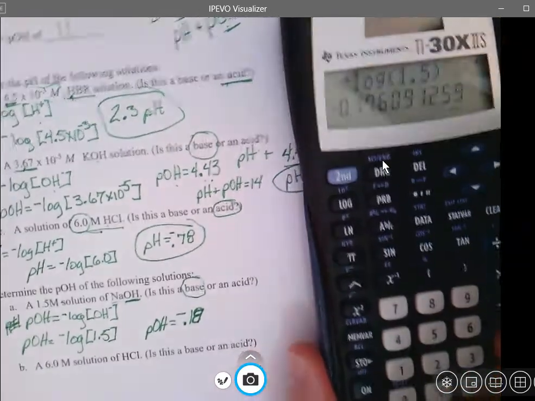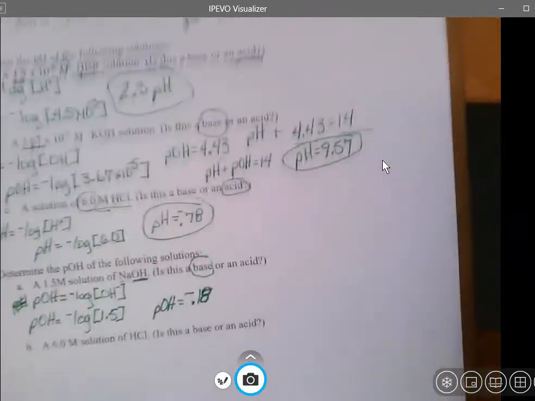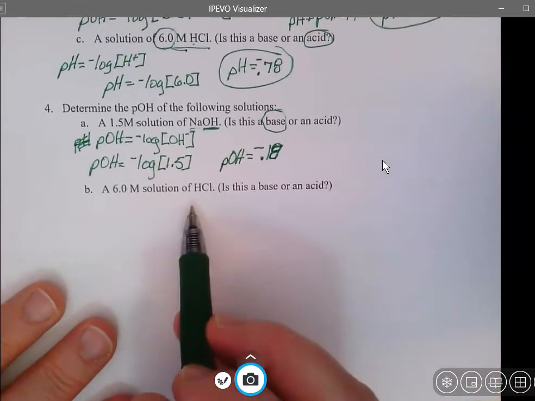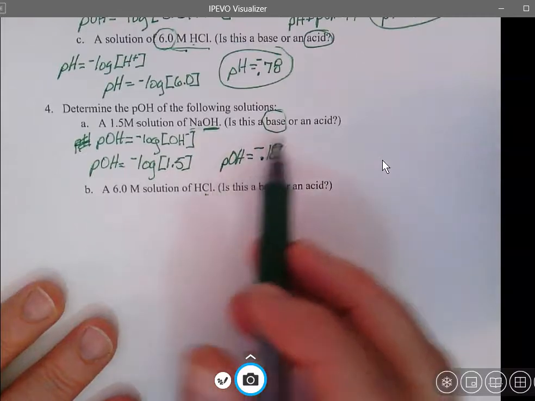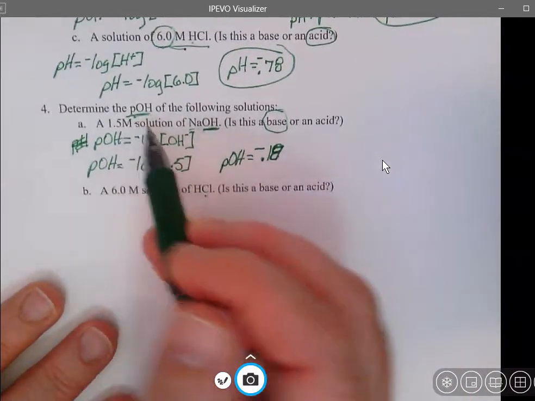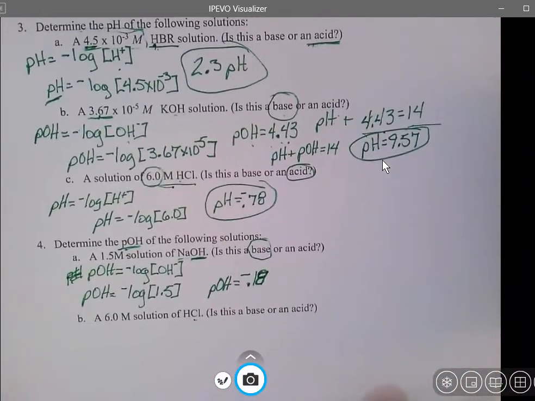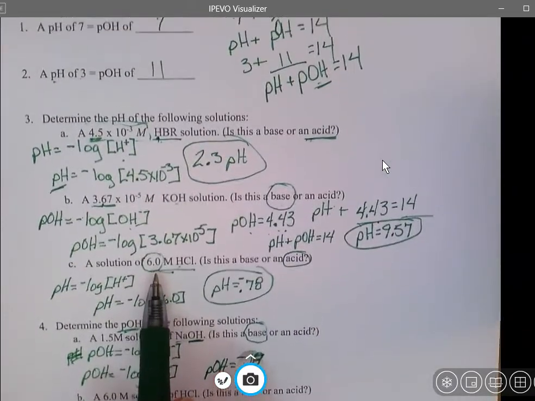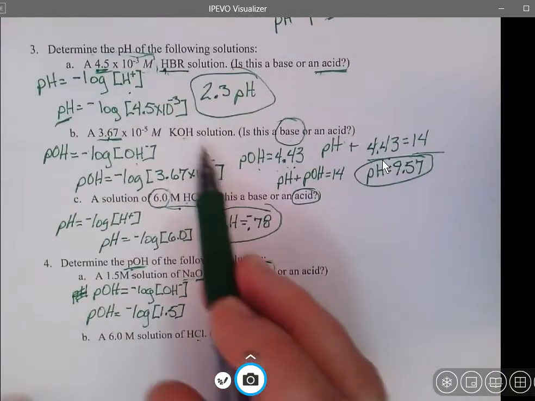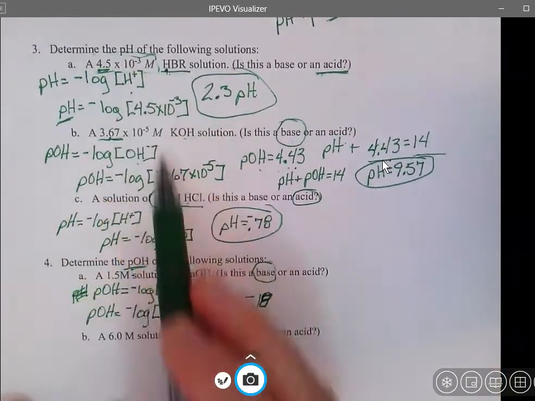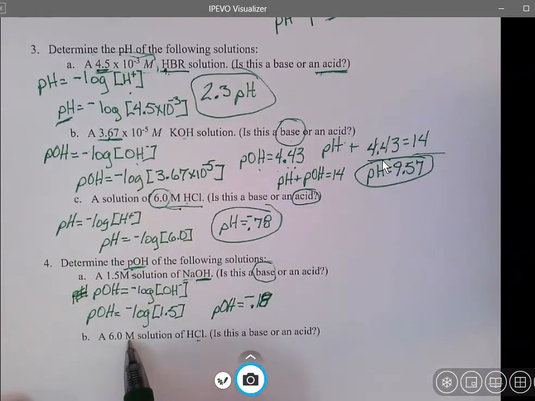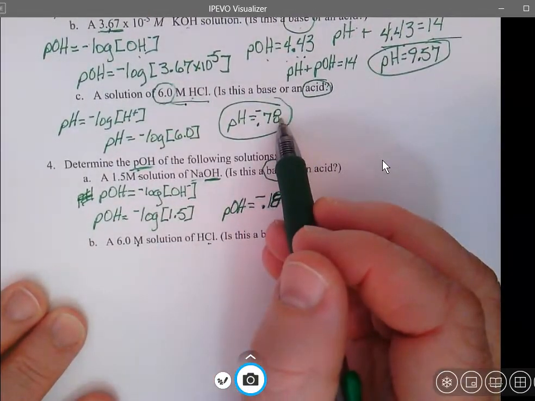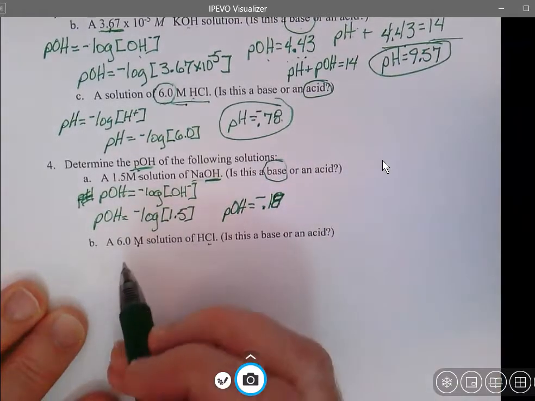Okay. And then our final question. 6 molar solution of HCl. This time we're looking for pOH. Previously, if you notice, we just found it up here for pH. Now we're finding pOH, the same concentration. So we've got 2 different ways to do this. We're just going to check our work and see how we get there.